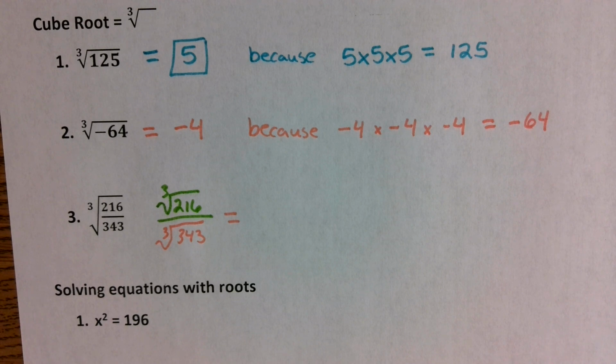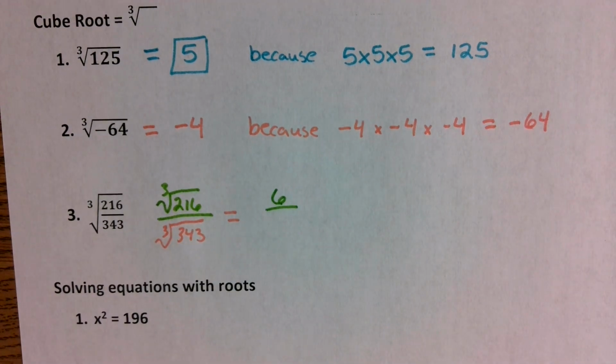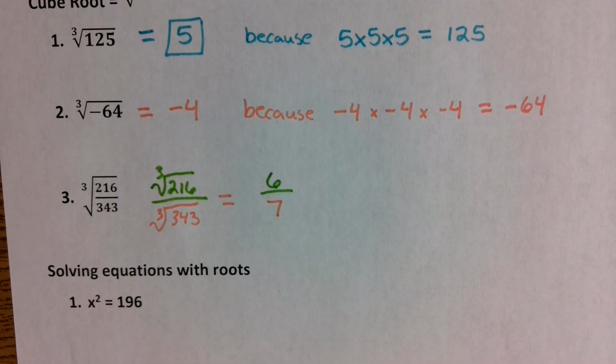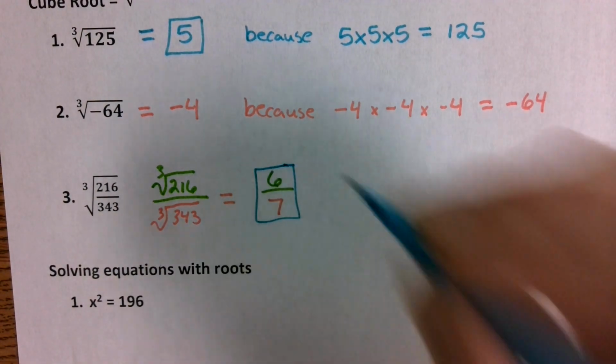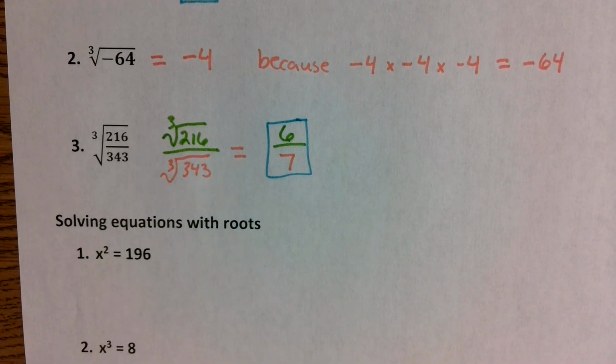6. Okay, think 6 times 6 is 36. 36 times 6 is going to give us 216. So this comes out to 6. The cubed root of 343 is going to come out to 7. So you get 6 over 7 as your answer. Okay. Again, you're going to be having a listing of perfect squares and perfect cubes that you'll have to memorize. These will become a lot easier for you.